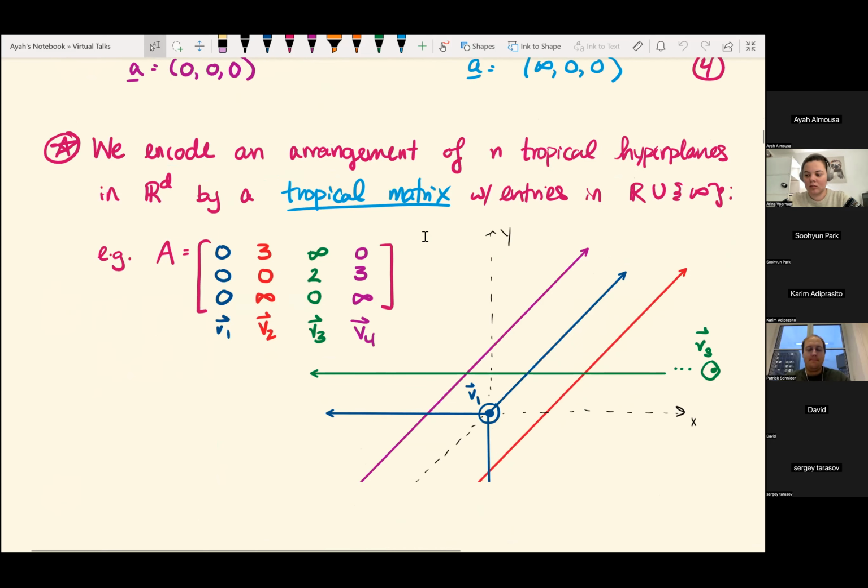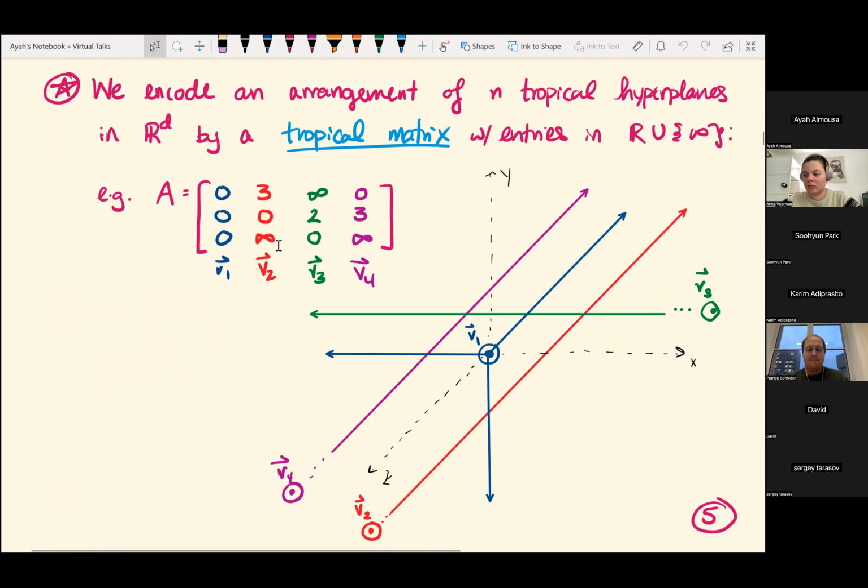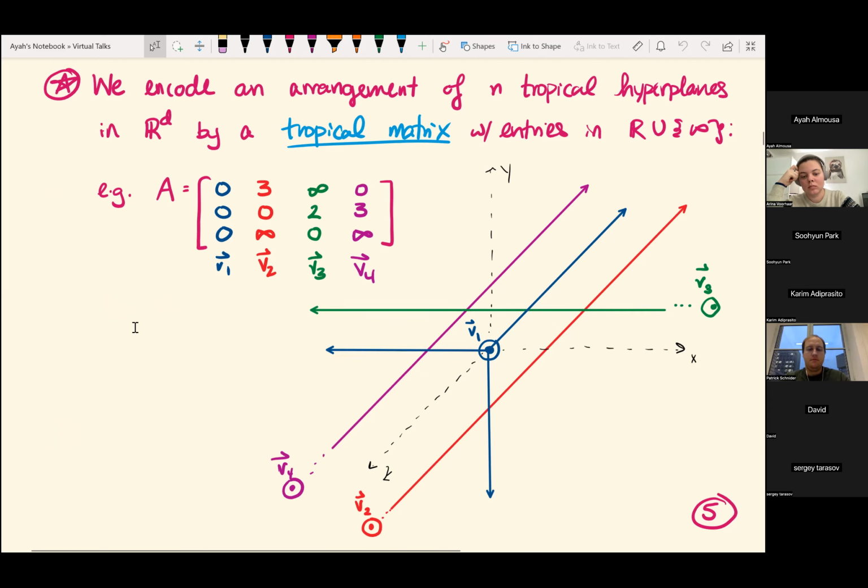And so we can encode an arrangement of tropical hyperplanes by this tropical matrix, right? Each column is going to specify one of the apices. And again, I'm allowing for the case where some of these apices might have indices at infinity. And so my picture might look like this, for instance. Here's an example of the kind of tropical hyperplane arrangements that I'm going to be talking about today.